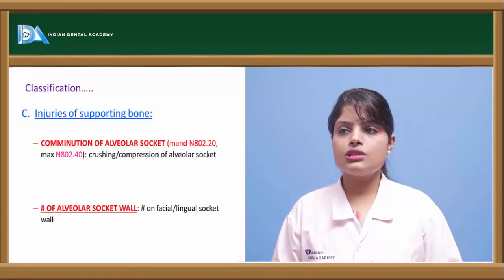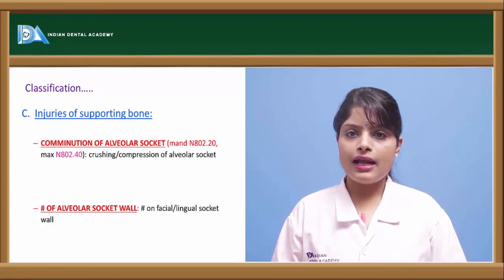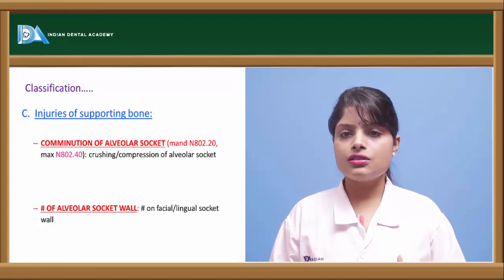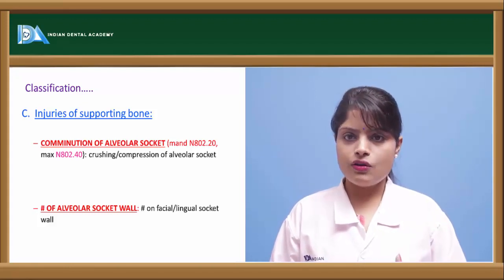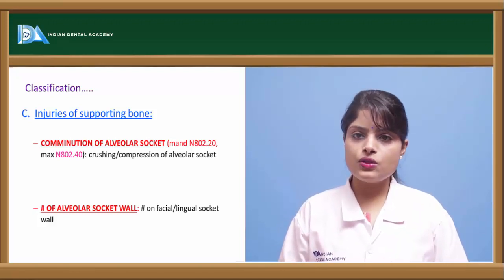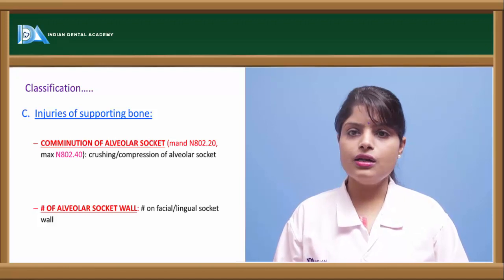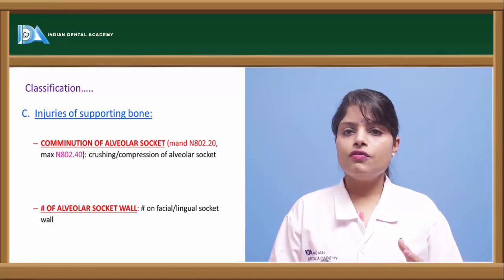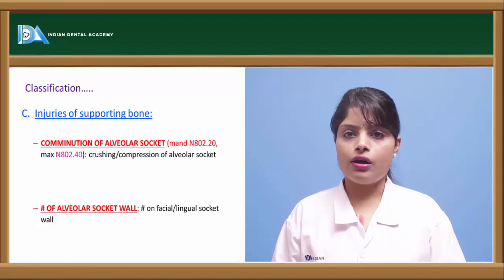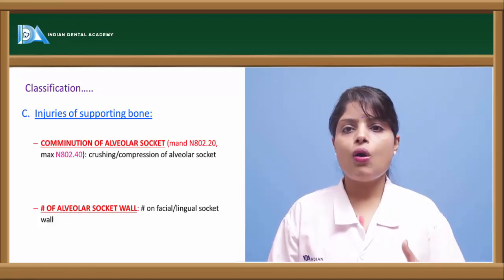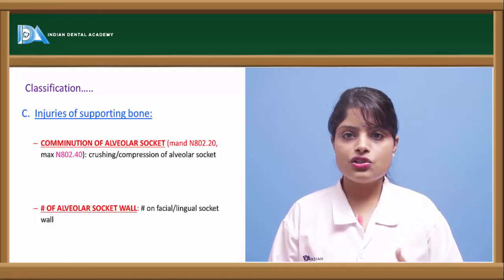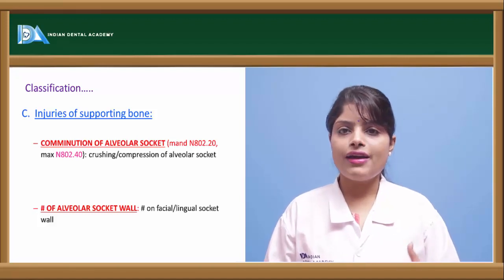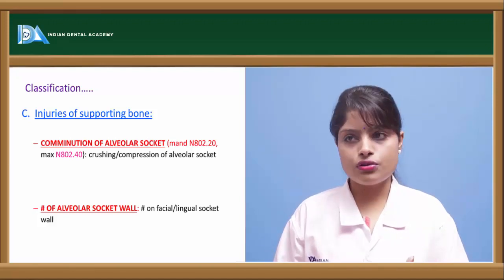Then injuries to the supporting bone, that is, the bone gets injured as a result of the traumatic injury. First is comminution, or it is a crushing injury. The alveolar socket is crushed as a result of the trauma or the impact. Then is the fracture of the alveolar wall, that is either the labial or lingual wall gets destroyed as a result of external trauma or external force.